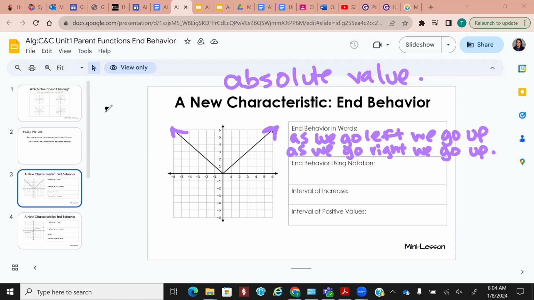Now, mathematicians be trifling sometimes, and they like to use their own notation. So what I just said in words, we're going to write out in a notation. So this first one right here, it's going to be x approaches negative infinity, y approaches positive infinity. The little arrow means approaches. So as we move to the left, we're going up.